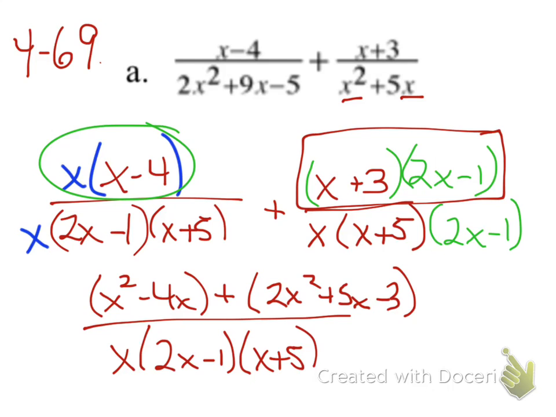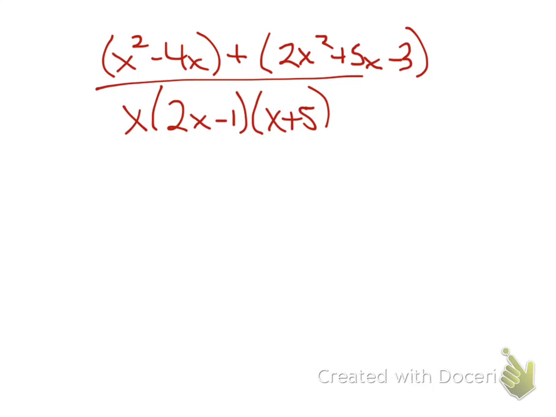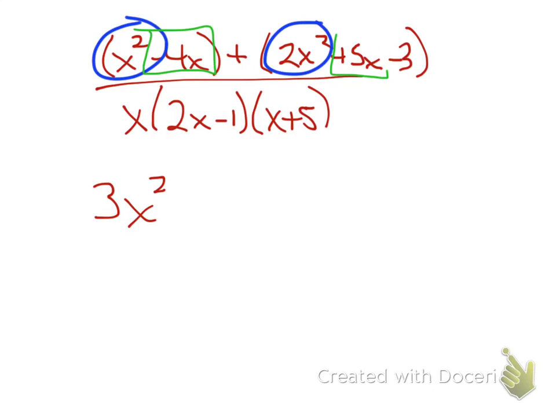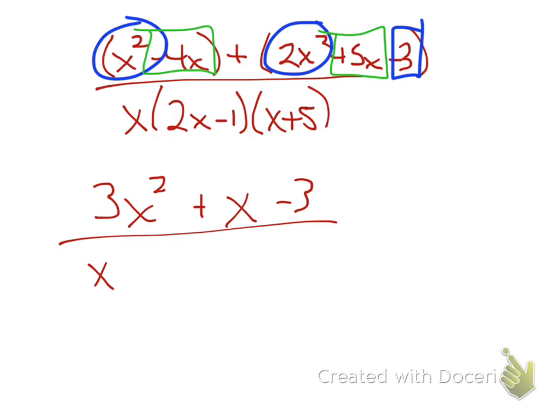So if I just look at that on a fresh sheet here, I have an x squared and a 2x squared, giving me a total of 3x squared. I then have a negative 4x and a positive 5x. So when I combine like terms there, I end up getting a positive 1x. And then I have my negative 3, so minus 3. My denominator stays the same. x times 2x minus 1 times x plus 5.